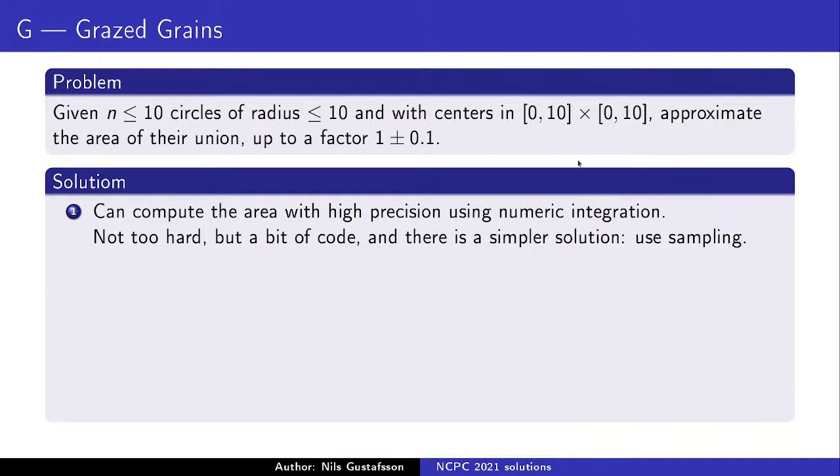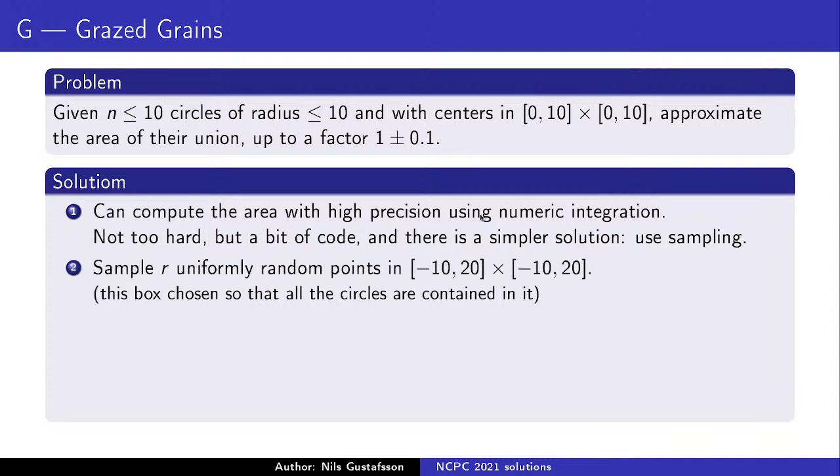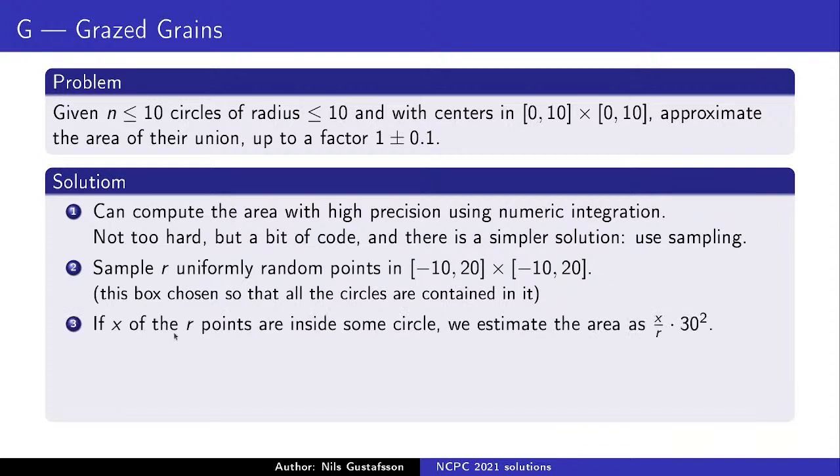And because we're only asking for an approximate answer, there is a much simpler solution to this problem, which is to use sampling, like a Monte Carlo approach. So we'll simply pick R uniformly random points within this square with x coordinate between -10 and 20 and y coordinate between -10 and 20. And we chose this box because this is how far the circles can extend. And then if x out of these R points are inside some circle, we simply estimate the area as x divided by R, the fraction of points that were in a circle, times 30 squared, which is the total area of this box.